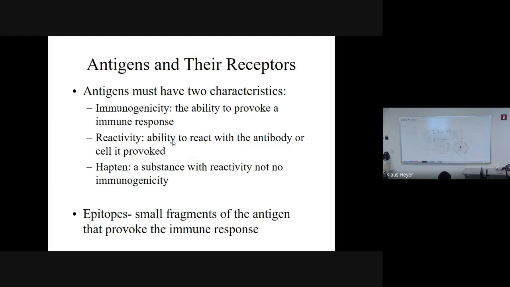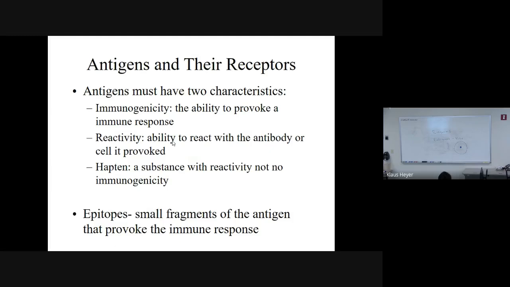And some pathogens are really good at that. For example, when viruses come out of our cells, they take some of our cell membrane and wrap themselves with it. So they look like us, so we don't recognize them. So that's not going to have any immunogenicity.